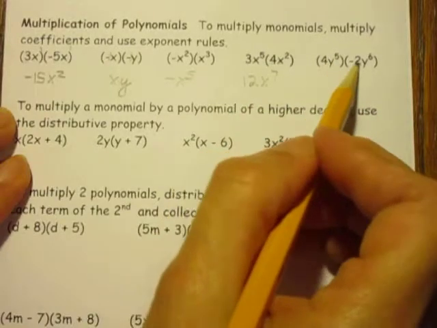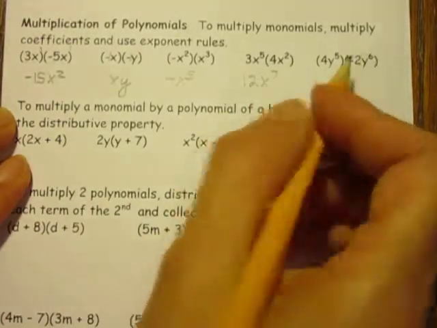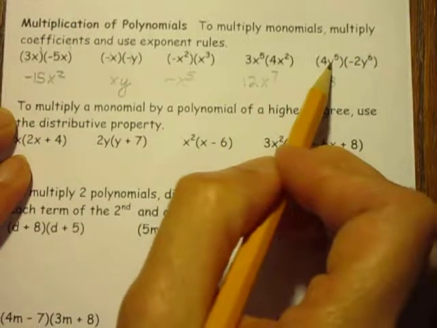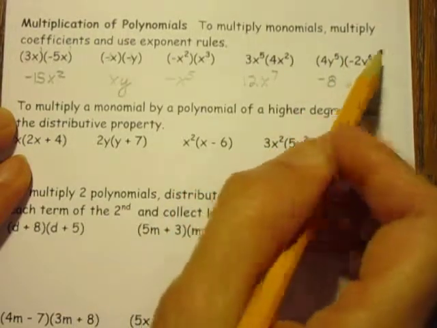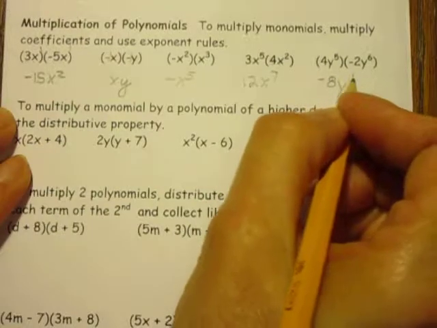Here I've got numbers on the baseline again. So I can carry out that multiplication. 4 times a negative 2 is negative 8. And then when I go to my variables, I've got a variable y to the 5th power times y to the 6th power. I'm going to use those exponent rules. So that would be y to the 11th power.